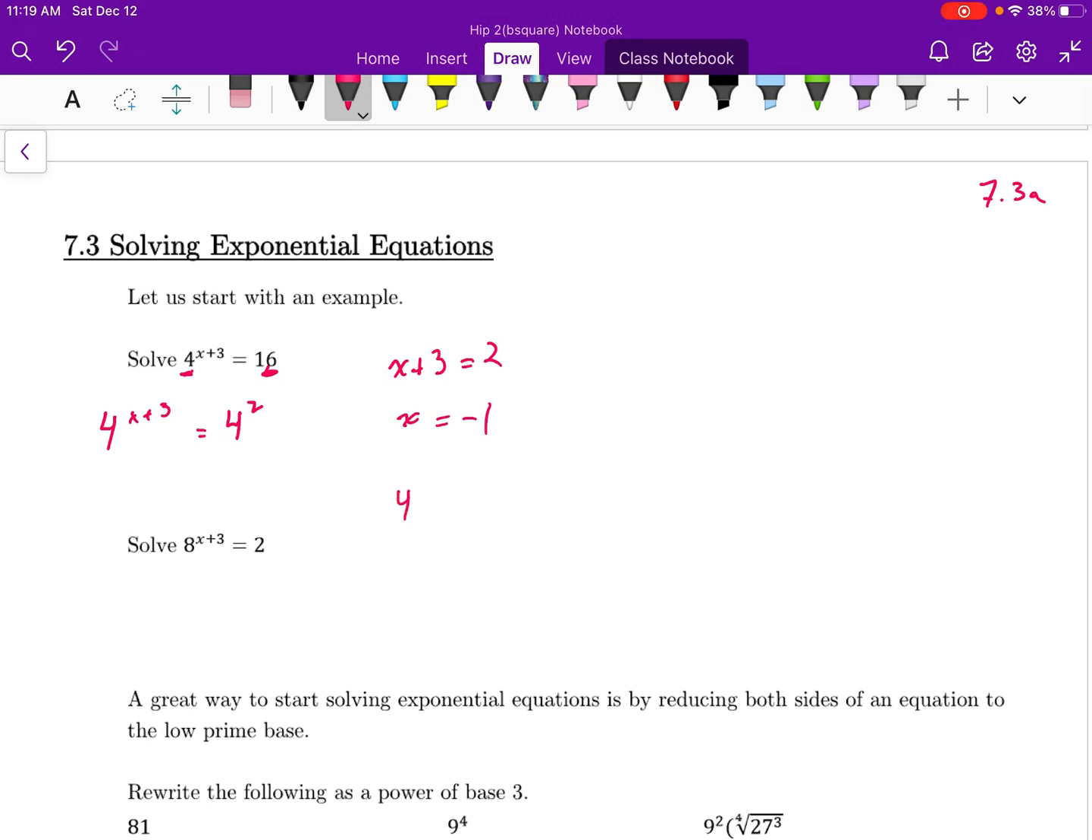If you want, you can quickly check it. 4 to the power of -1 plus 3 is equal to 16. So 4 to the 2 is equal to 16, and that works out. So that definitely works. Excellent.